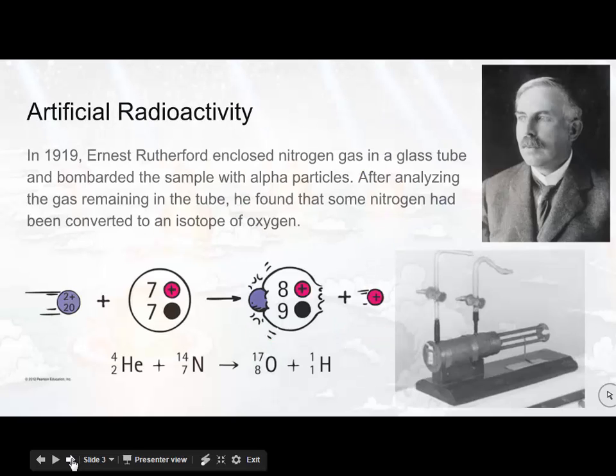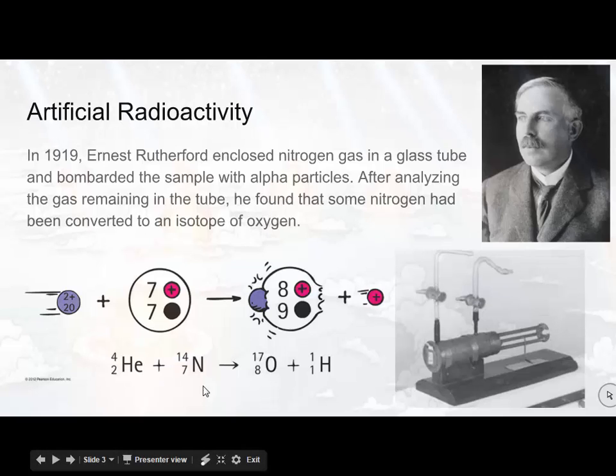And so it all started, again, with Ernest Rutherford. His name has come up a lot. In 1919, he took a container of nitrogen gas, and you can see a picture of that over here on the right, and he enclosed that gas in a glass tube, and then he bombarded it, so he shot alpha particles at that gas. When he was done with that, he then analyzed that gas, and what he found in the tube was not nitrogen anymore. It had actually been converted into oxygen.